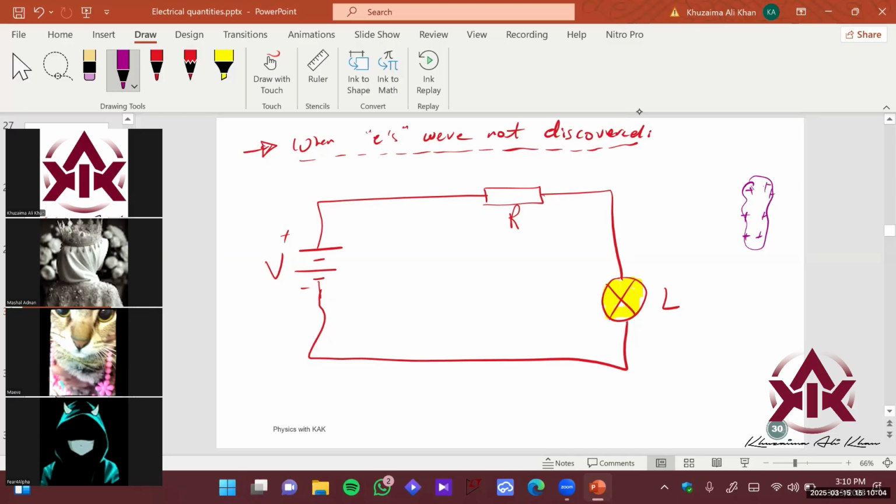Okay, and this was the Rutherford gold foil experiment, which was done, if you recall this. You will do this in your nuclear physics. So through this we discovered the nucleus here, right? Electrons were not known yet, so the only charged particle we knew was the proton, right?